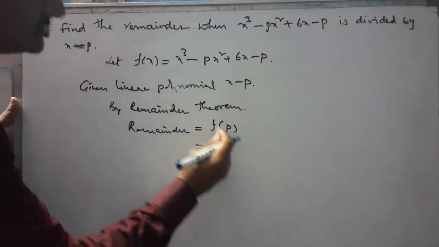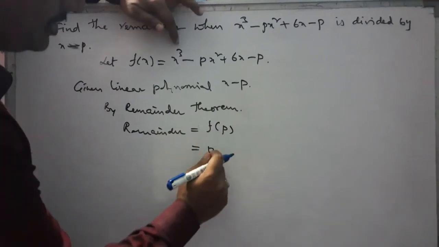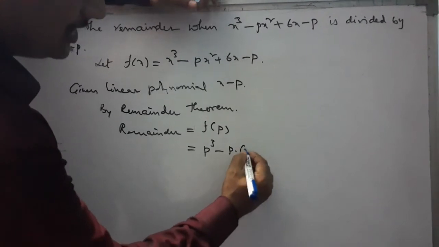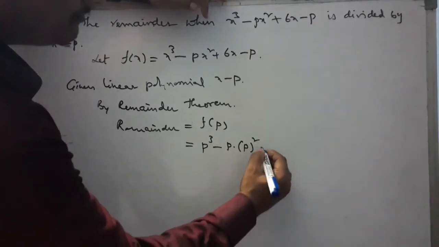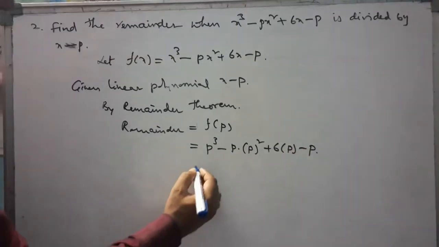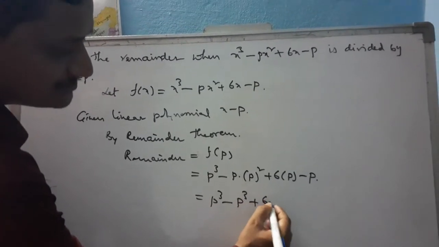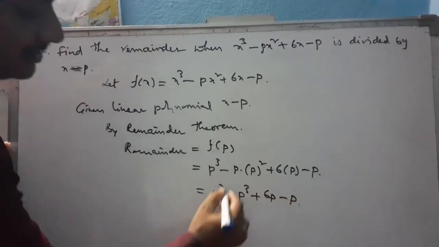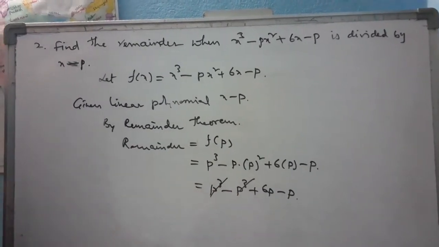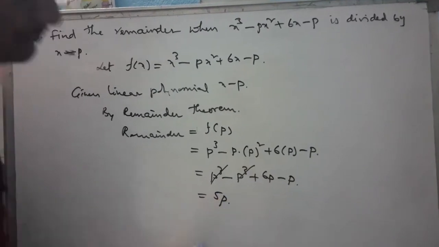So substitute this in f of x. So we will get here x cube means p cube minus p into x square. X square means p square, plus 6 into p minus p. So that is equal to p cube minus p cube plus 6p minus p. The p cube will be cancelled. It is a plus p cube and a minus p cube, and what is remaining? 6p minus p, we will get 5p.